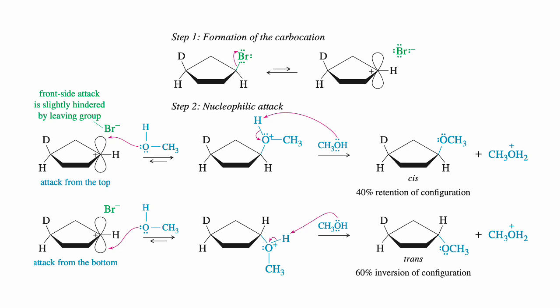So notice here that it's not exactly 50-50. In this particular example, we get 40% retention and 60% inversion. That's generally true. We say that although in an SN1, we get both retention and inversion, we still get more inversion than we do retention.